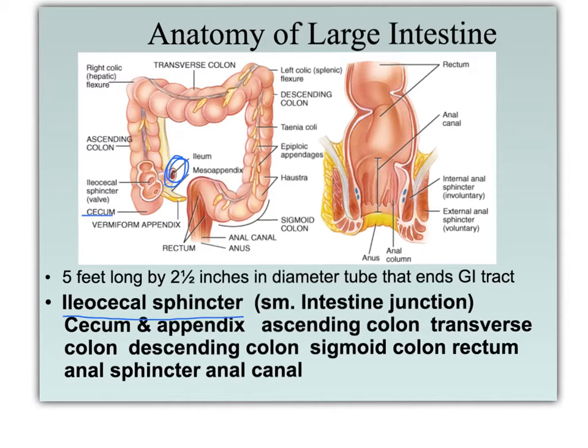Now, the appendix is not actually a place in which food will pass through. I don't know that it's necessarily considered an accessory structure, but based on the definition, we could call it that. From the cecum, we go to the ascending, to the transverse, to the descending, to the sigmoid, to the rectum, and then down out into the anus.